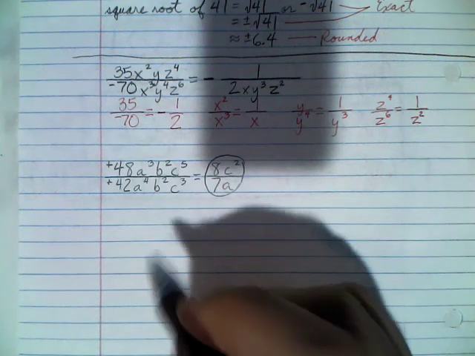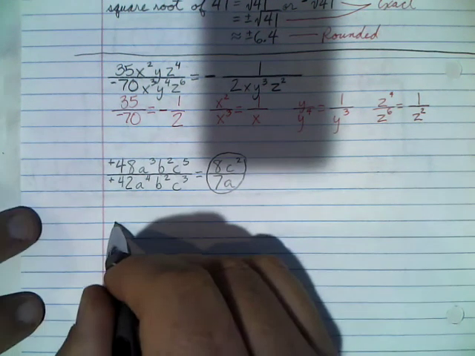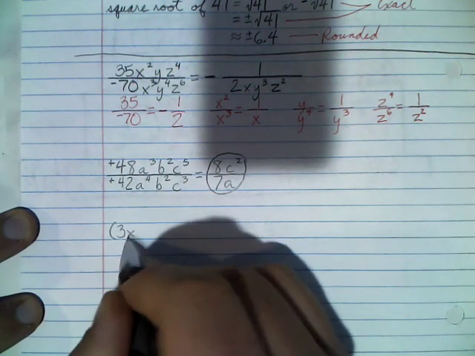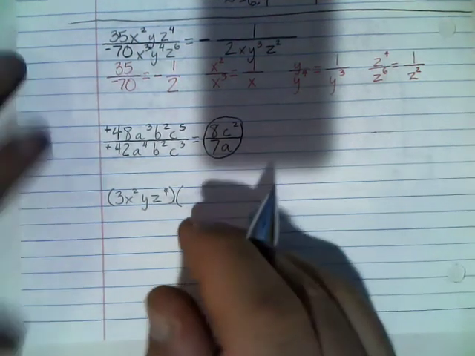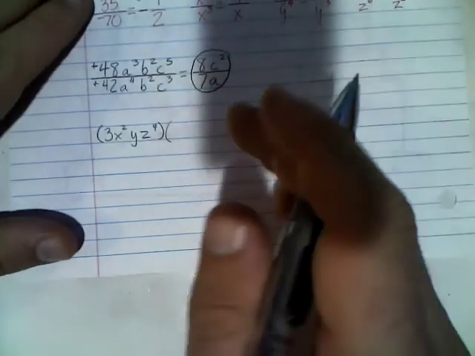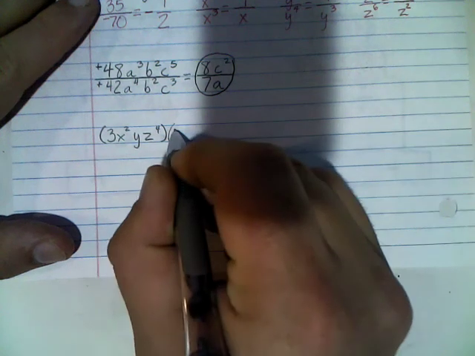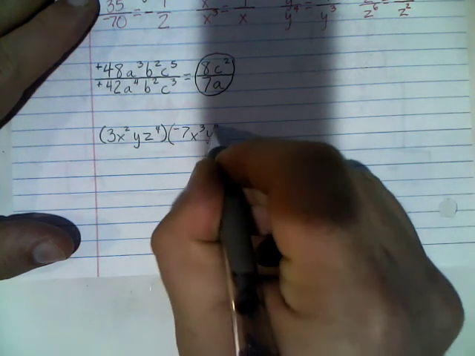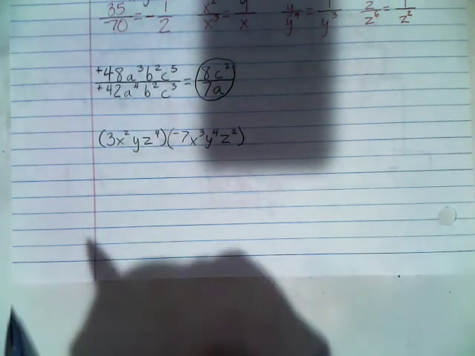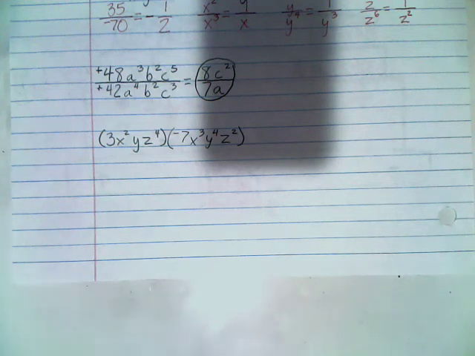Multiplication is a little bit easier, a little bit more straightforward. So let's say we had 3x squared y z to the 4th, and then we're going to multiply that with a negative 7 x cubed y to the 4th z squared. So similar to what we did in division, we're going to break this apart into pieces. So multiply your numbers together, then multiply your x's, then your y's, then your z's.